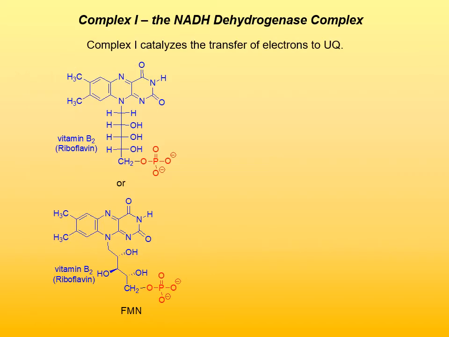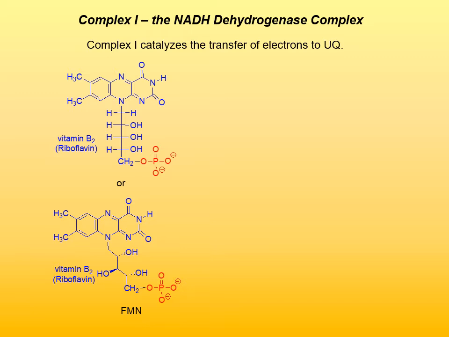Complex 1 is the NADH dehydrogenase complex. It catalyzes transfer of electrons to ubiquinone, UQ, or CoQ. The main sources of NADH are the citric acid cycle and fatty acid oxidation. It is the largest protein component in the inner membrane, and it is composed of at least 25 different polypeptides.